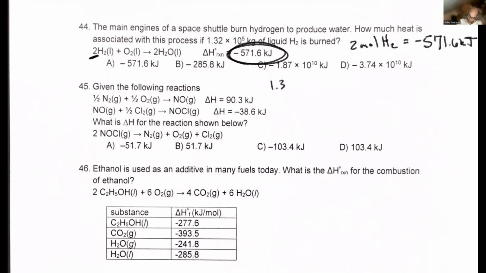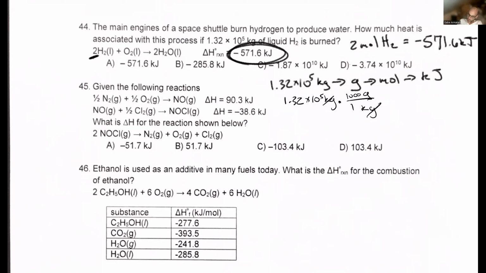I'm going to take my 1.32 times 10 to the 5 kilograms. I'm going to convert that to grams. I'm going to convert that to moles with its molar mass. And then I'm going to convert it to kilojoules using this conversion. So this is just a multi-step conversion, converting from one to the next. And I guess I can write it out, won't harm me. So 1.32 times 10 to the 5th kilograms times fraction. I want kilograms to go away. I want grams to remain. 1,000 grams is equivalent to 1 kilogram.